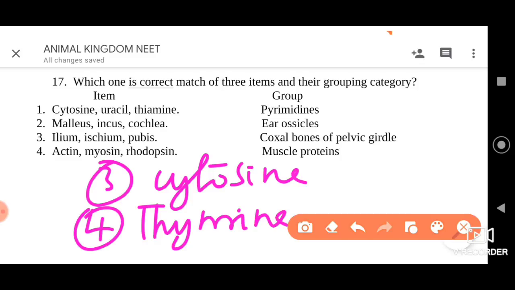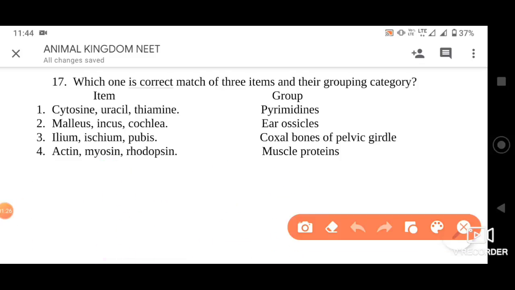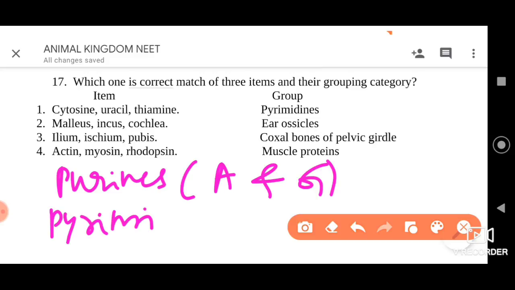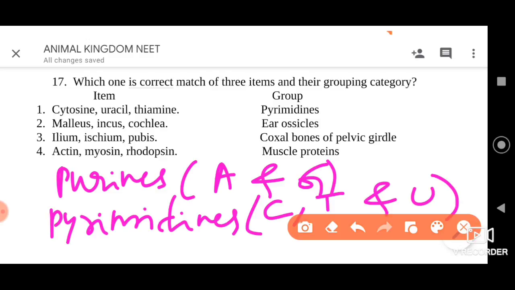Now let me tell you, my dear students, that when you are talking about purines, the adenine and guanine nitrogen bases are the two types of purines. And pyrimidines are again a category under nitrogen bases. So three pyrimidines are present: cytosine, thymine and uracil. In case of RNA, instead of thymine we can find uracil as the pyrimidine base. Dear students, this is with respect to that.